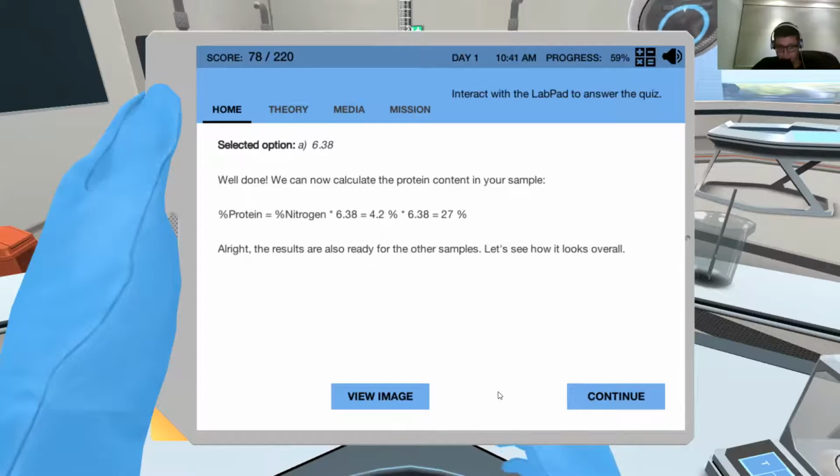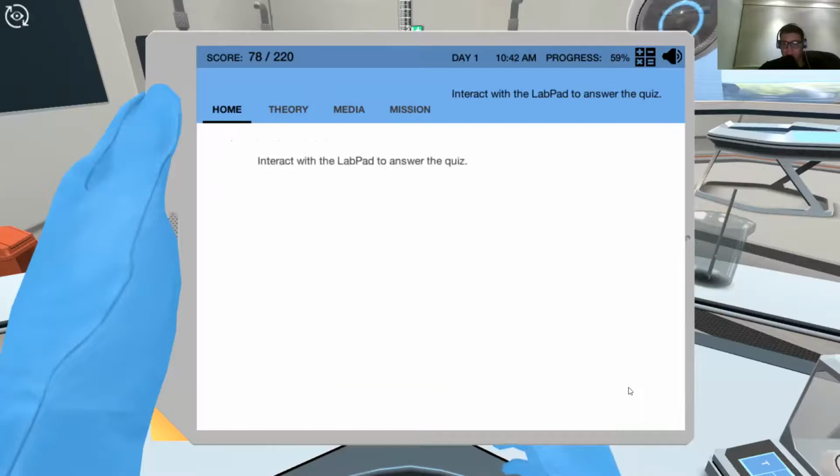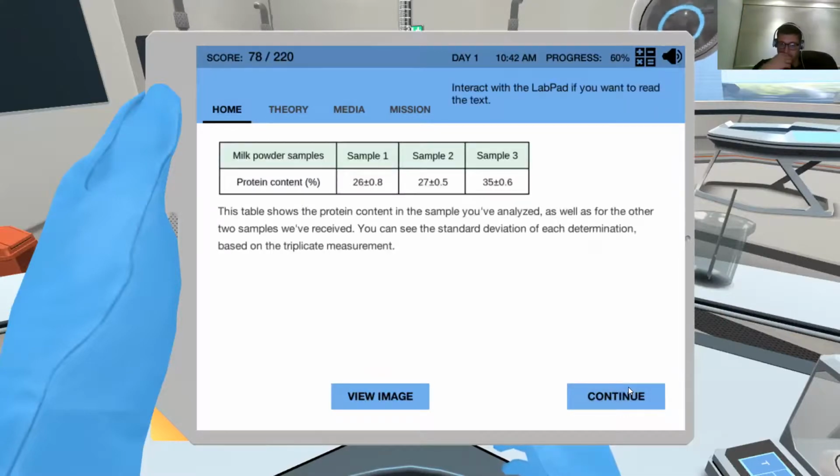Alright, the results are also ready for the other samples. Let's see how it looks overall. This table shows the protein content in the sample you've analyzed, as well as for the other two samples we've received. You can see the standard deviation of each determination, based on the triplicate measurement.